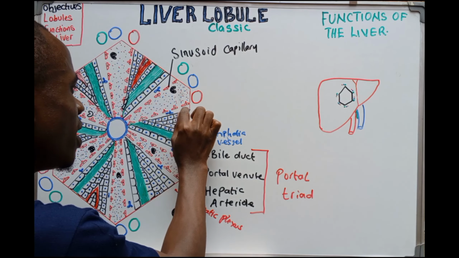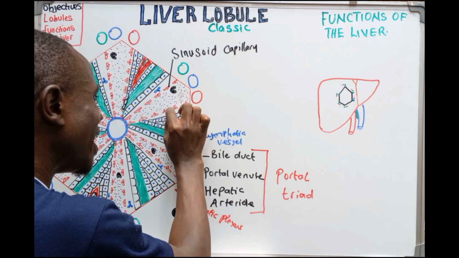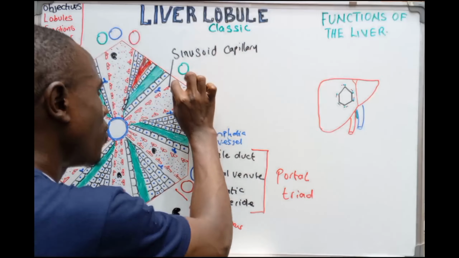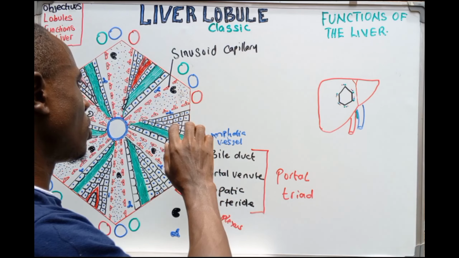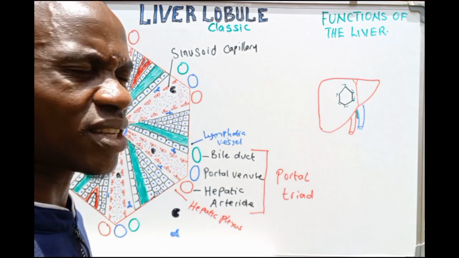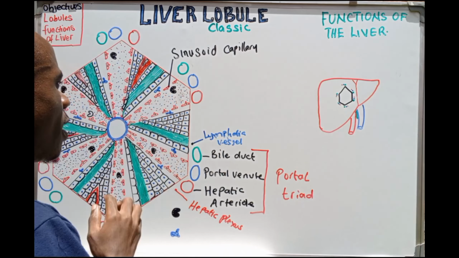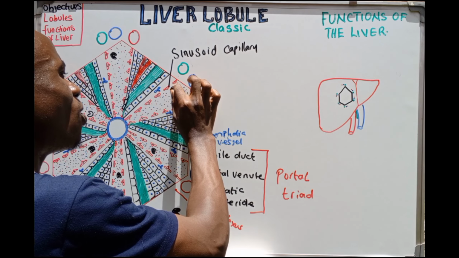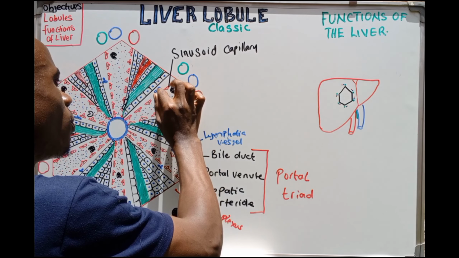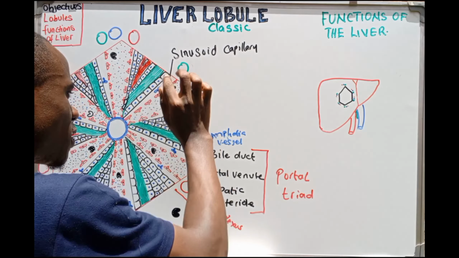Now, the sinusoid is going to be lined by these endothelial cells. You see these endothelial cells? Super very important. These endothelial cells are going to be having fenestrations. They're going to be having a lot of these big gaps. You see these big gaps that are going to be allowing all the nutrients to pass from here, and then they enter into this space.